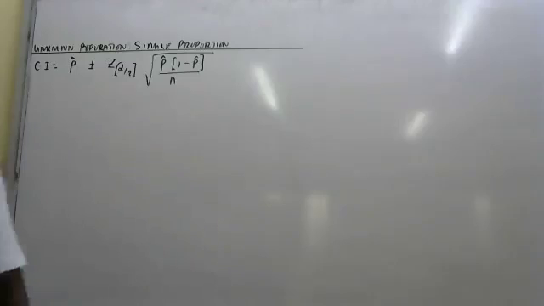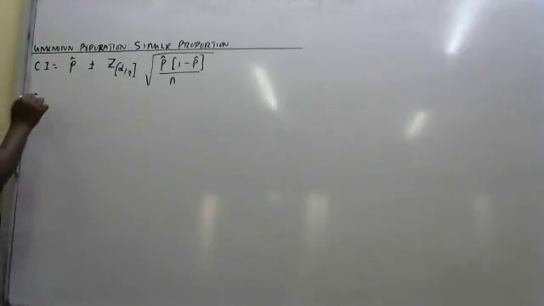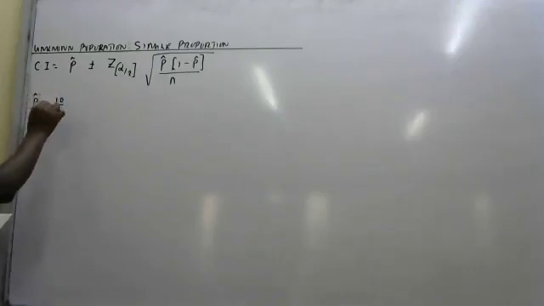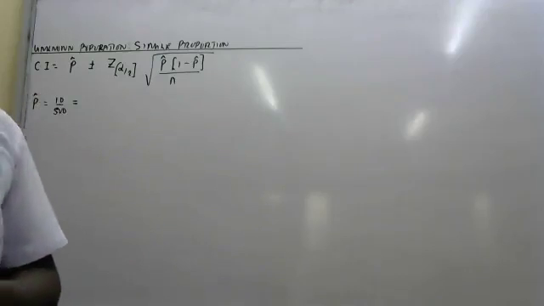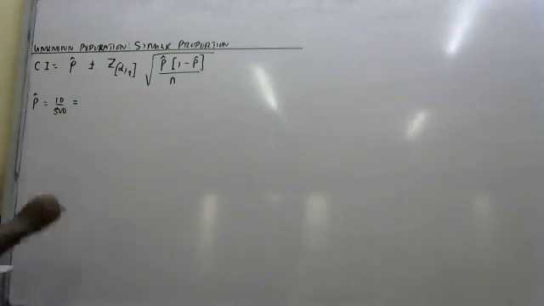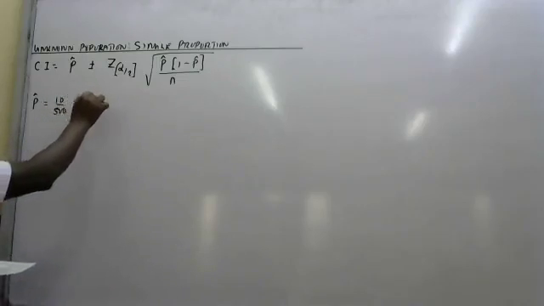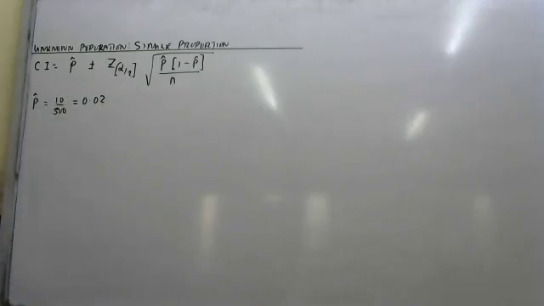So in our case here now, we are told that out of the sample of 500, 10 reveal some error. It is not provided, so we need to compute and say this is 10 out of 500. So give me that. 10 out of 500 is what? 0.02.